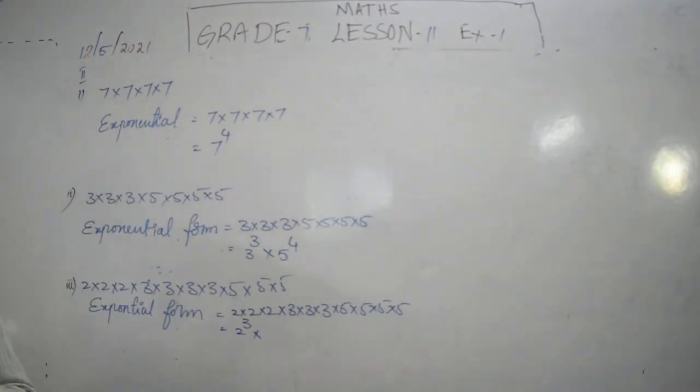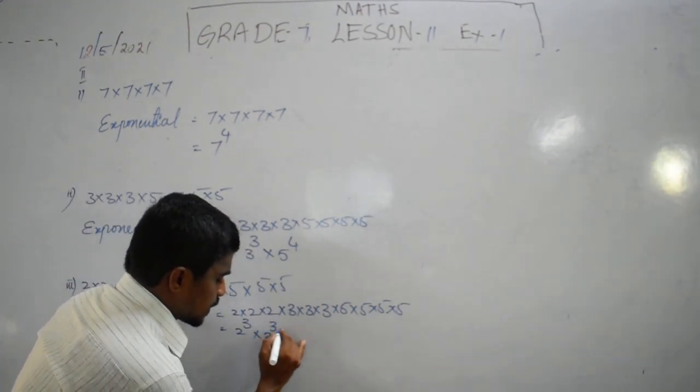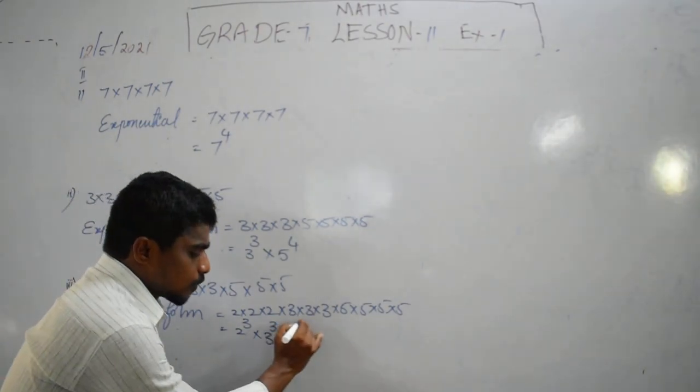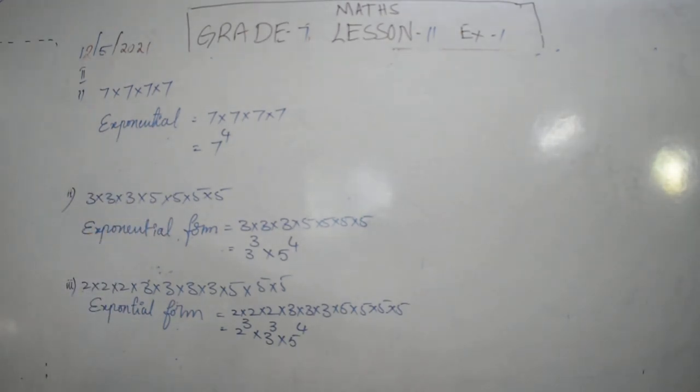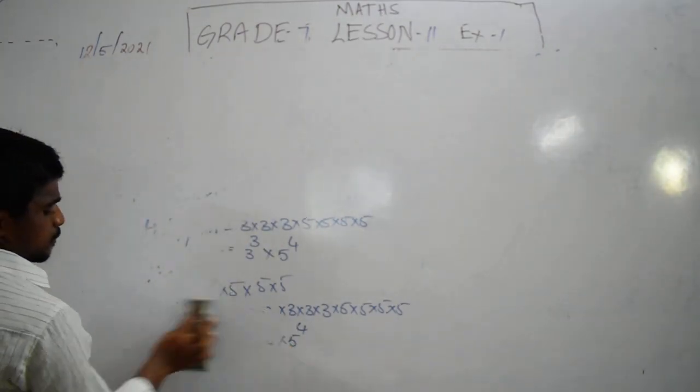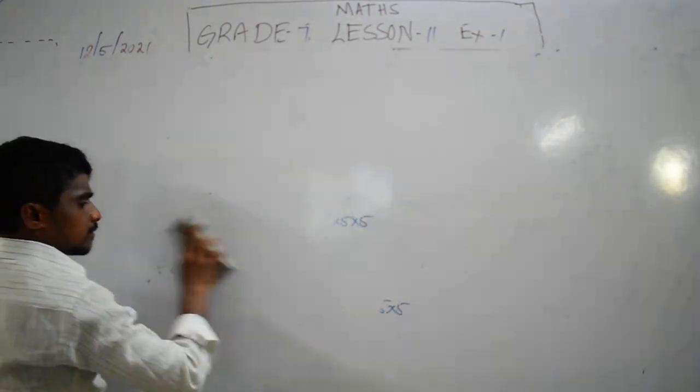Next 3, how many times are we multiplying? 3 times. So 3 power 3. Next 5, how many times multiply? 4 times. So 5 power 4. Copy that. Just understand this one problem carefully, the remaining are like that only. Next, third one.